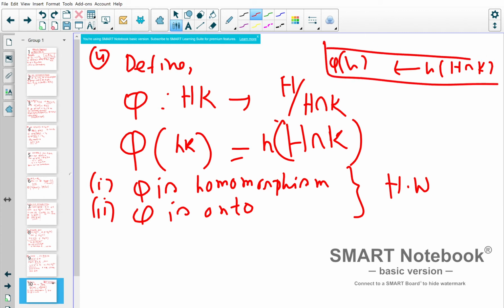So these two are simple proof. Now the important thing is that you need to find out what is the kernel of phi. If you find out the kernel of phi, then you are done. Okay, now let us do it.